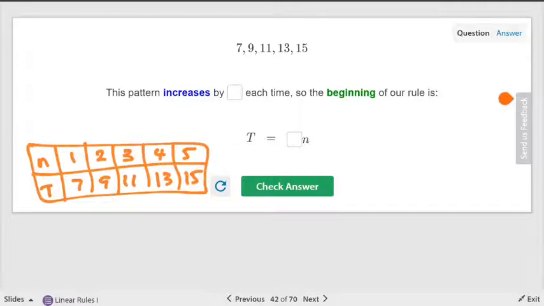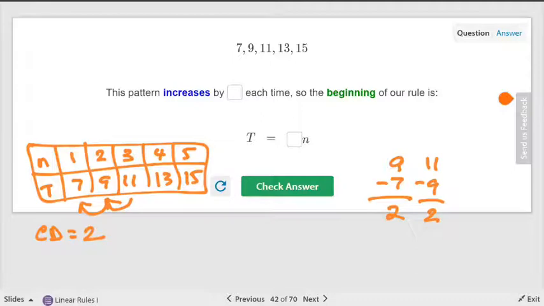Okay, should I write this down? You bet you should. So, to get from 9 to 7, we'll take the 9 minus 7, which gives us what? 2. Then we'll do this one minus that one. 11 minus 9, which gives us what? 2. So we found out that our common difference is what? 2.